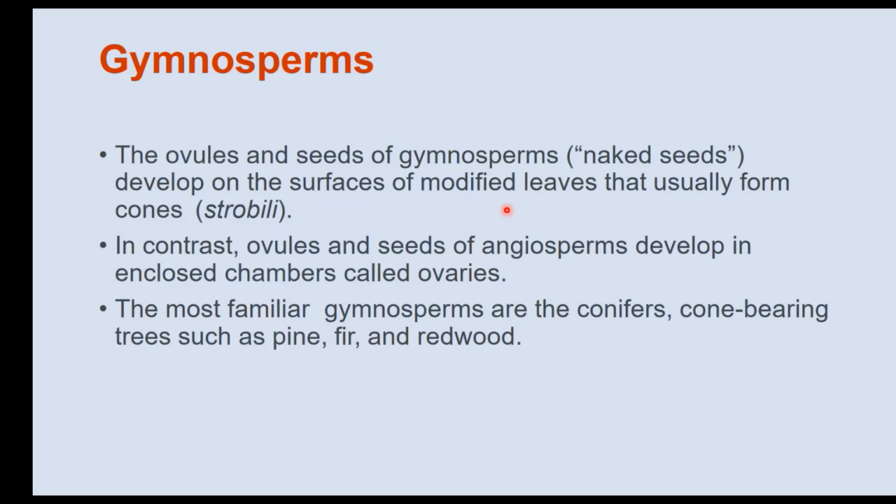Then the gymnosperms: the ovules and seeds of gymnosperms are regarded as naked seeds, I think I've mentioned this before, and develop on the surface of modified leaves that usually form cones, which are strobili. In contrast, ovules and seeds of angiosperms develop in enclosed chambers called ovaries. And the most familiar gymnosperms are the conifers, which are cone-bearing trees such as pine, fir, and redwood. We did mention this in a previous session.